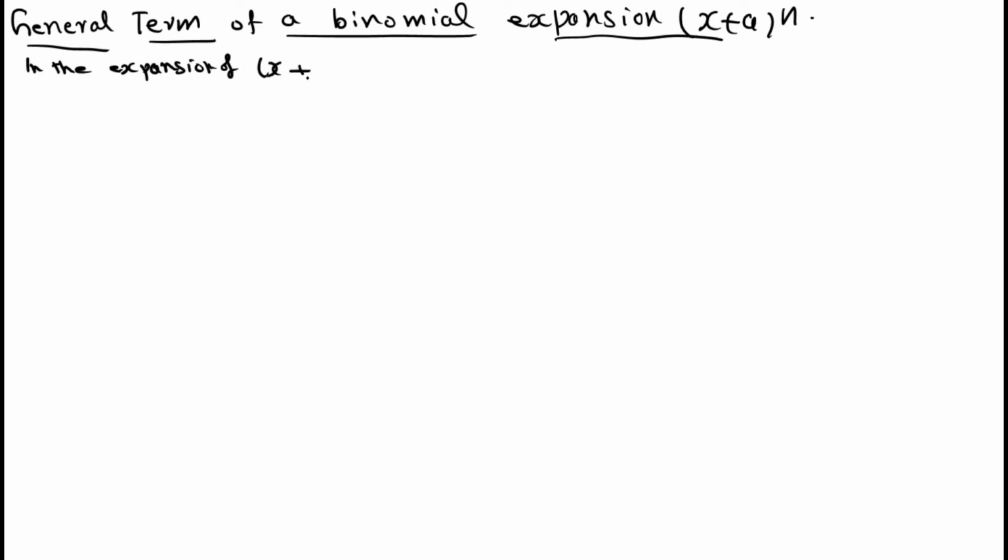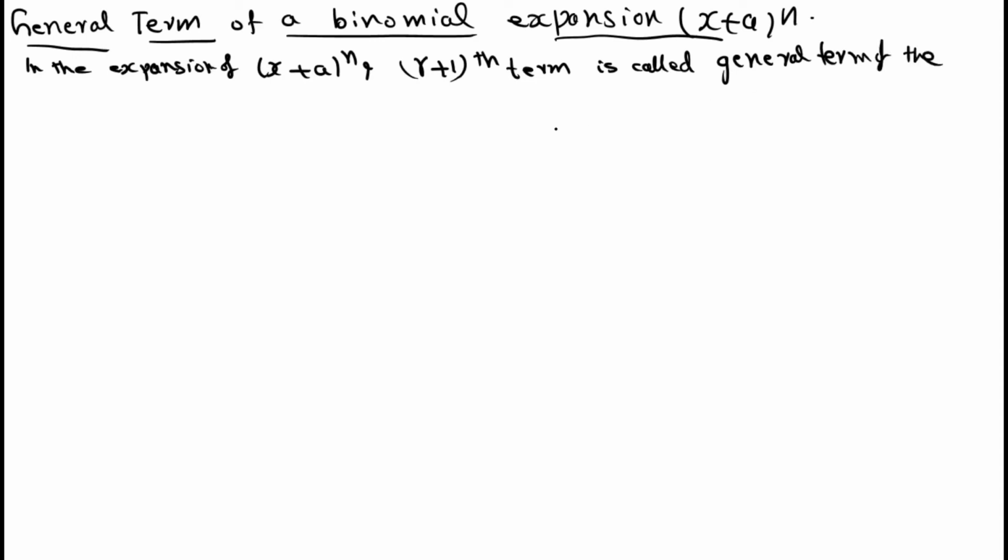In the expansion of (x + a)^n, the (r+1)th term is called the general term of the expansion. In any expansion in the form (x + a)^n, the (r+1)th term is called the general term of the expansion and is denoted by T(r+1). T(r+1) is nothing but the (r+1)th term.